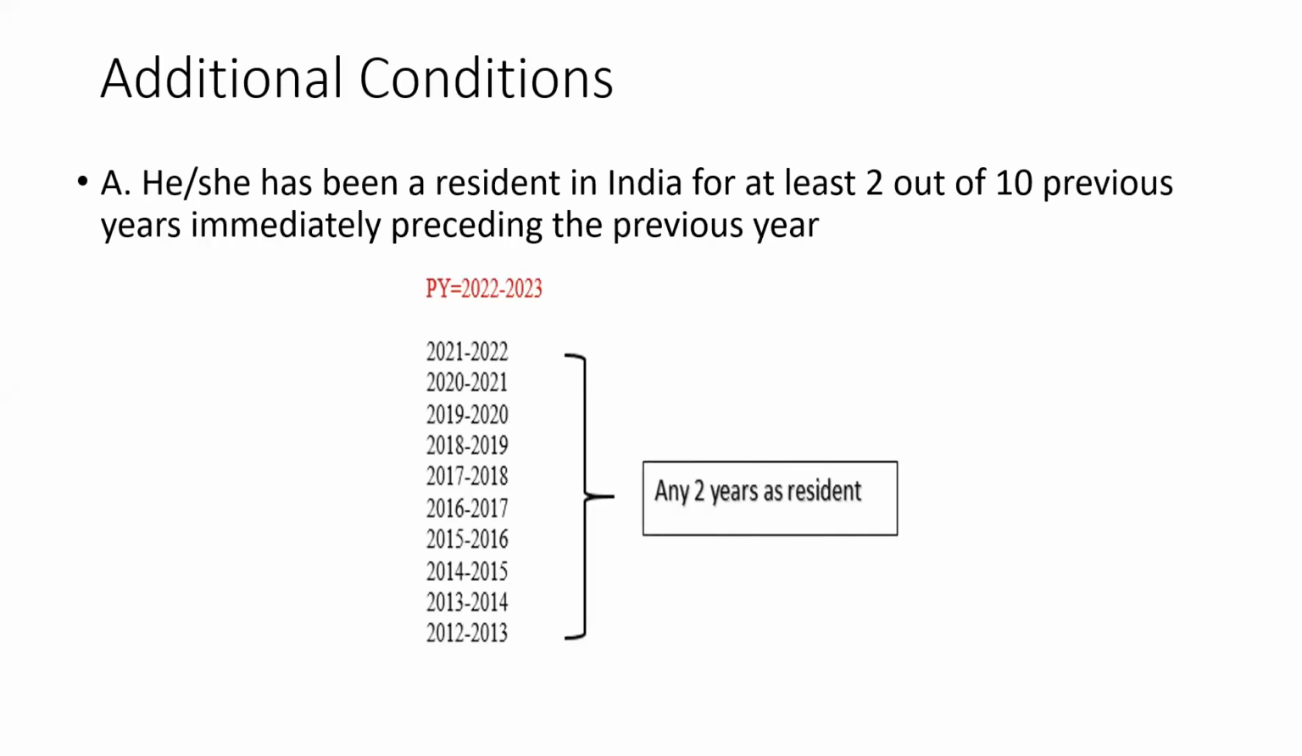Coming to the additional conditions, there are two additional conditions. First, he or she has been a resident in India for at least 2 out of 10 previous years immediately preceding the previous year. Now coming to our assessment year 23-24, the previous year is 22-23, and we have 10 previous years immediately preceding the previous year. That's 21-22, 20-21, 19-20, 18-19, 17-18, 16-17, 15-16, 14-15, 13-14, and 12-13. So in any 2 of these years, he must be a resident. So it means that he has to satisfy any of the basic conditions.